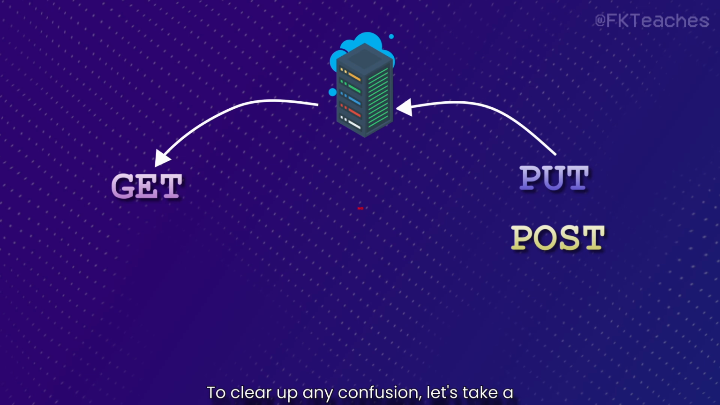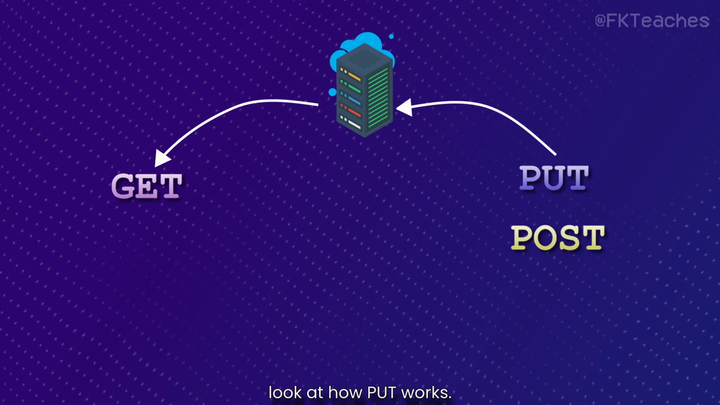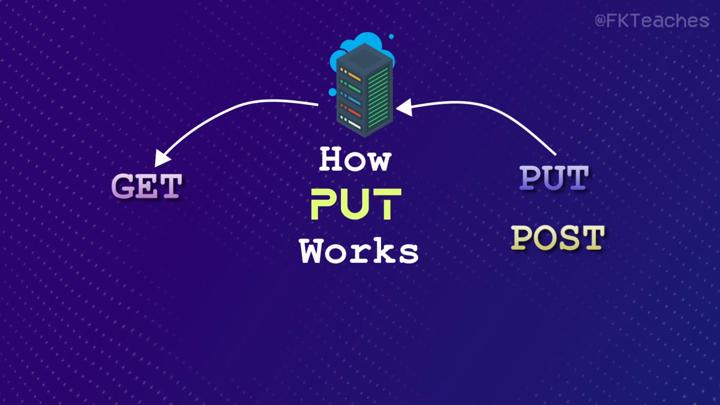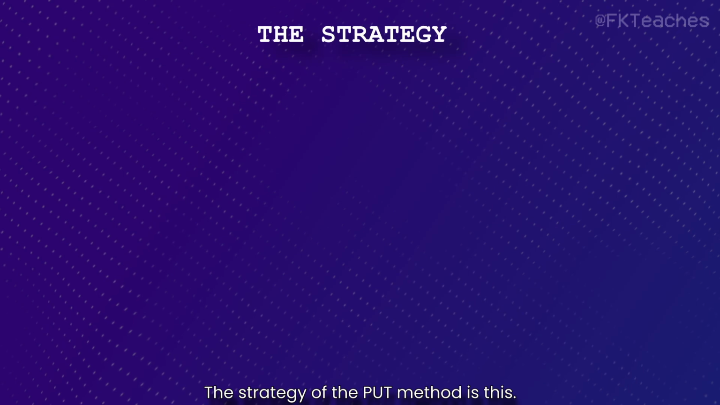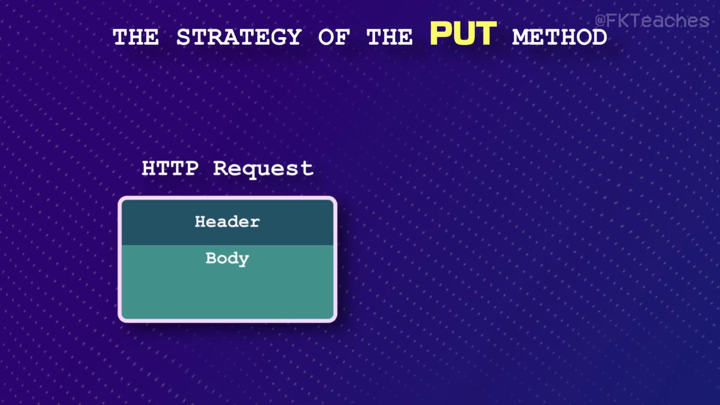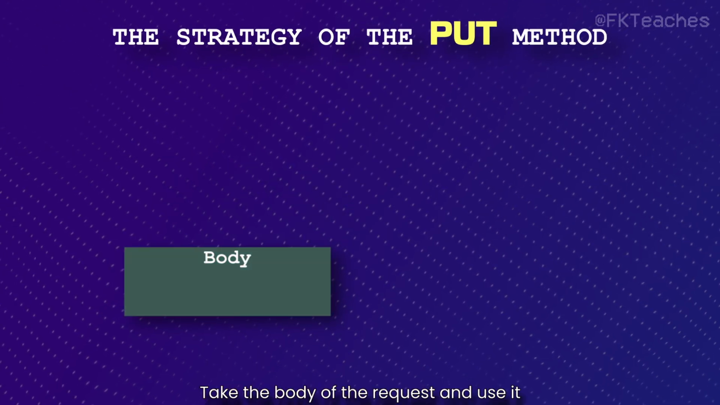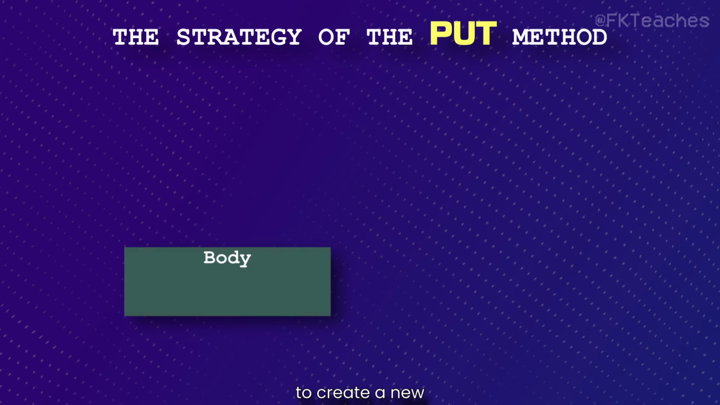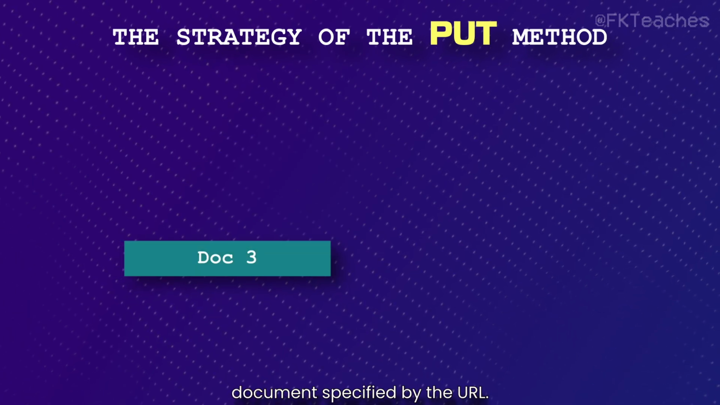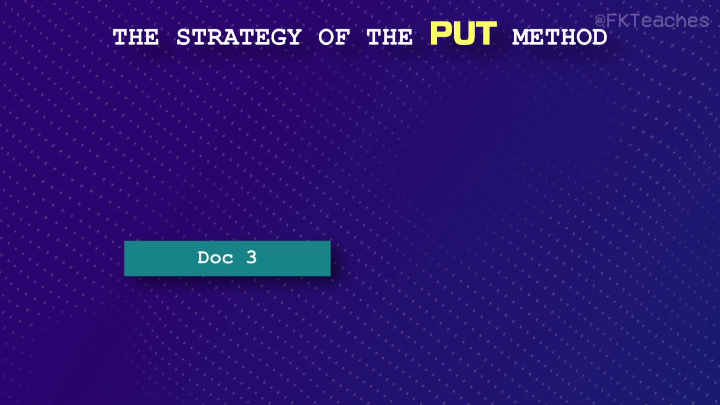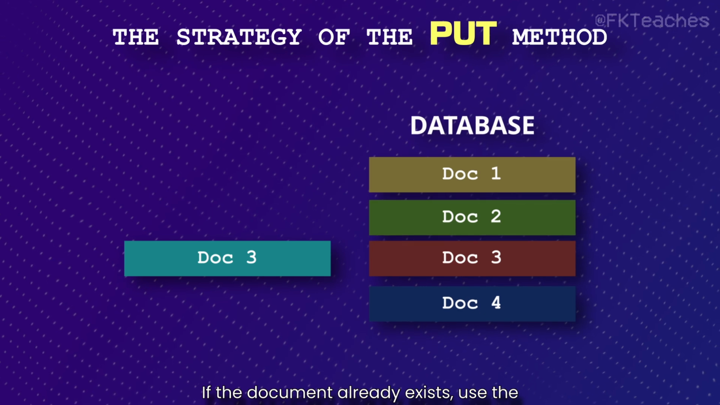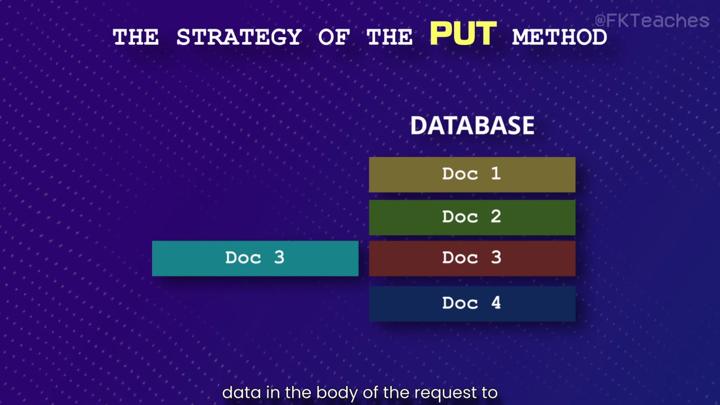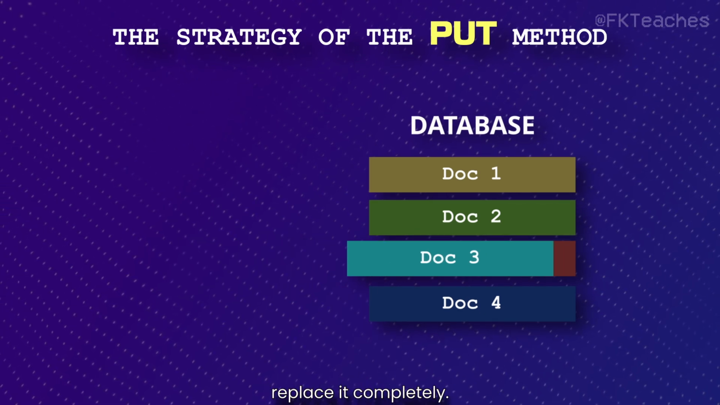To clear up any confusion, let's take a look at how PUT works. The strategy of the PUT method is this. Take the body of the request and use it to create a new document specified by the URL. If the document already exists, use the data in the body of the request to replace it completely.